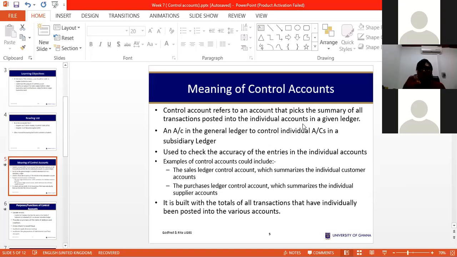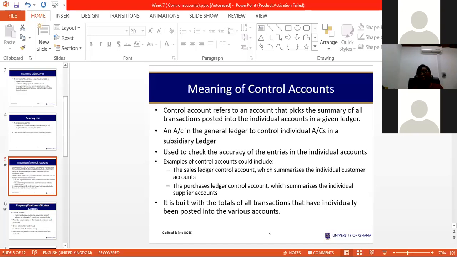Okay. And the control account picks the summary of these ledgers. So what it means is that if you take all the accounts under the sales ledger, last week we looked at the account of Ascertain, Freeman, and Joe. So the total of their balances would be posted to the control account. And that's what we are talking about, the summary. Posted in each ledger, we are taking the summary.